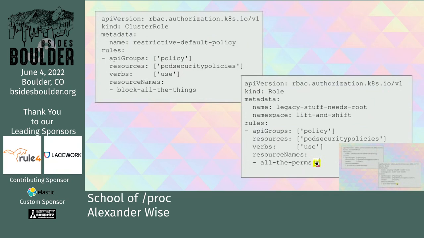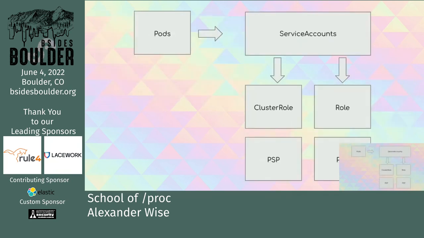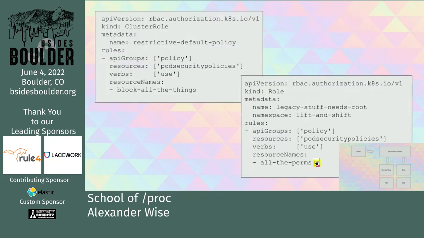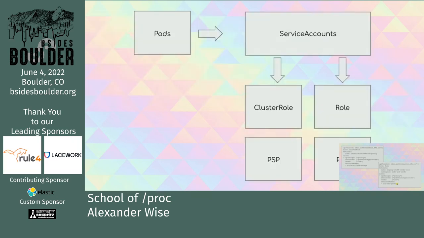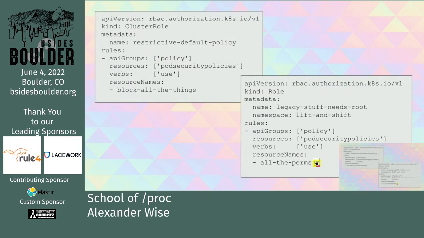But in theory, what I could do here is make a really restrictive cluster role that is cluster-wide, that everything gets by default. And then if I have more privileged workloads, if I have security tooling, operational tooling or legacy workloads, then I have a role that's specified to a single namespace and gives me just those perms there. So it can do this really cool hierarchical setup where I can get my least privilege, right?